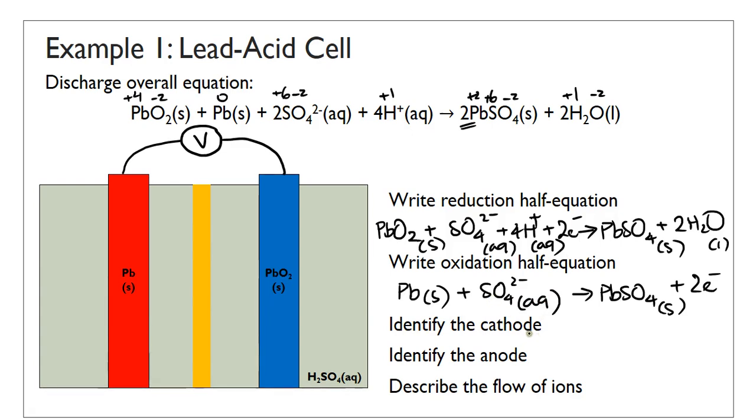Identify the cathode. So the cathode is the side of reduction, which means that the cathode is going to be this one. This is your cathode. So cathode is PbO2 and the anode is Pb.